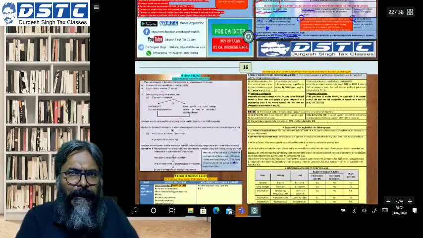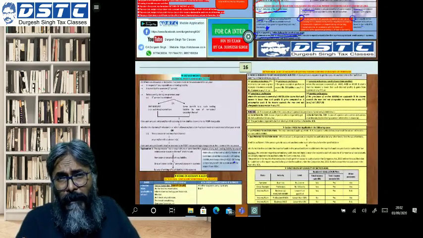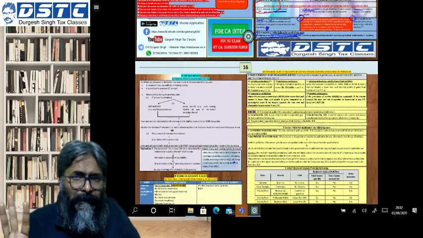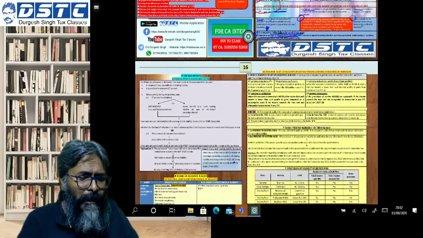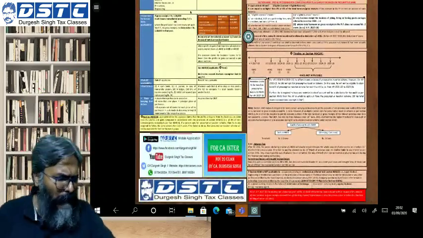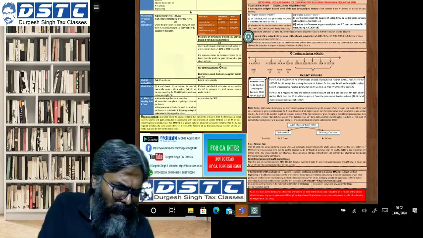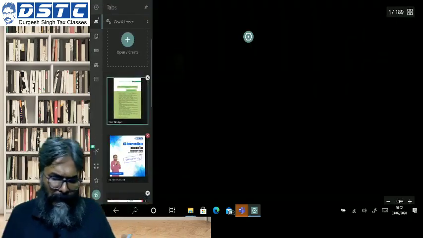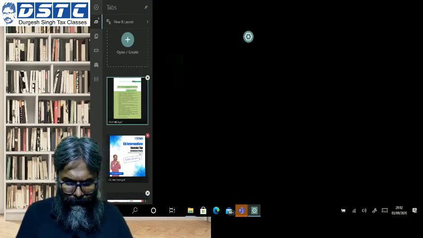Now, apart from that, students, there are 40A(i) and all disallowances, and there is one more, 40B, which is in respect of partnership firms. These two, and the third one is a presumptive section. So these three, I will try to postpone for the subsequent session, and we will now come to the practical part of the question, students. Let's see the practical part of the question.